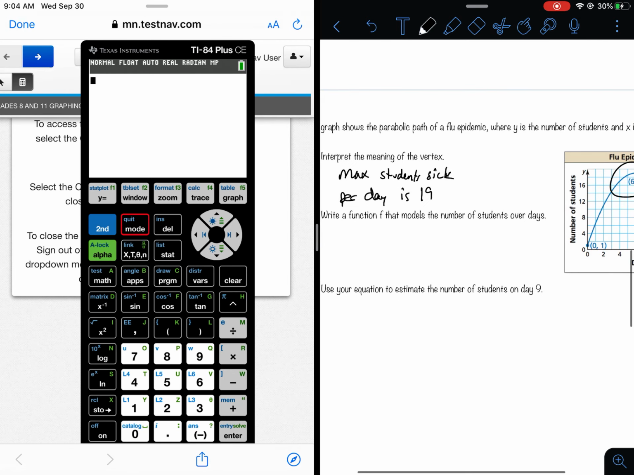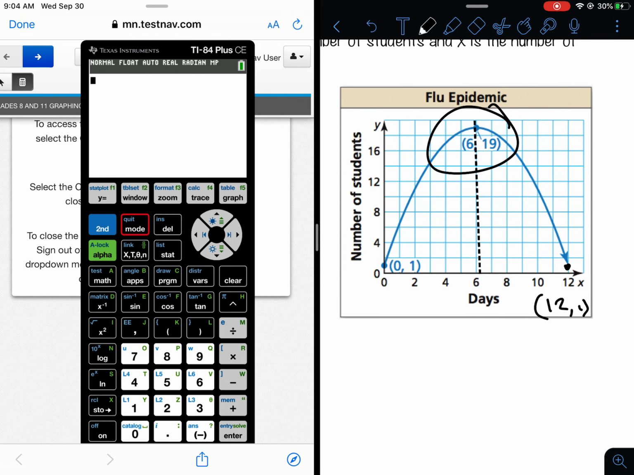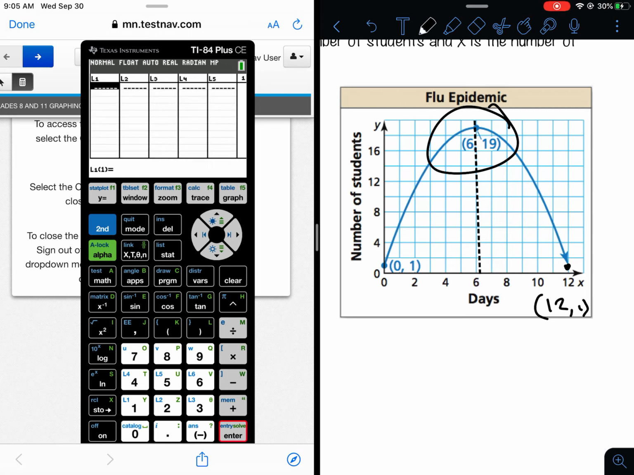Write a function. This is where our calculator comes in. We did need that third point because in order for our calculator to calculate the quadratic regression, we do need 3 points. So we want to go to stat and edit. Sorry for all the bells. And 0 and 6 and 12 are our x values, and 1 and 19 and 1 are our y values.